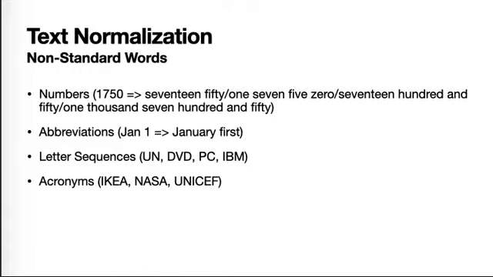For abbreviations, like January 1st, this needs to be expanded into the full English words. For letter sequences like UN, DVD, PC, IBM, these are pronounced by just reading out each letter one by one. And for acronyms like IKEA, NASA, UNICEF, these are not pronounced letter by letter, we pronounce them as if they were actual words.